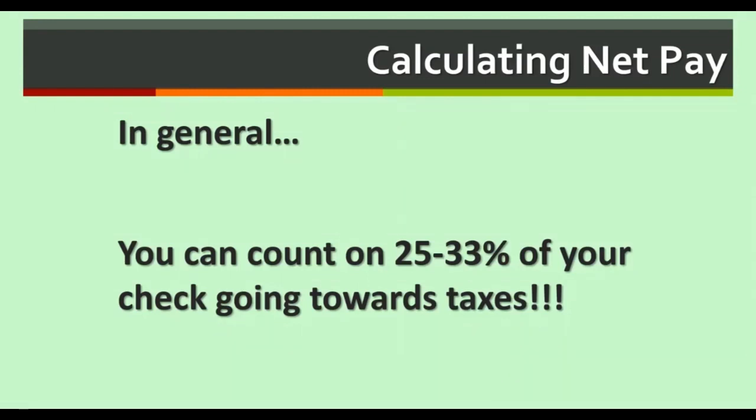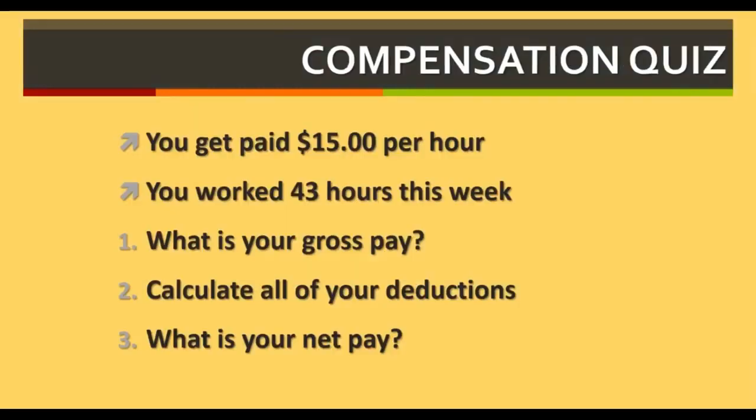So here is your chance to work through this. In the first example, in the bottom left corner of your notes, there's a little check to make sure that you're good with this. So here's the scenario. You get paid $15 per hour. You work 43 hours. What is your gross pay? Calculate all of your deductions.